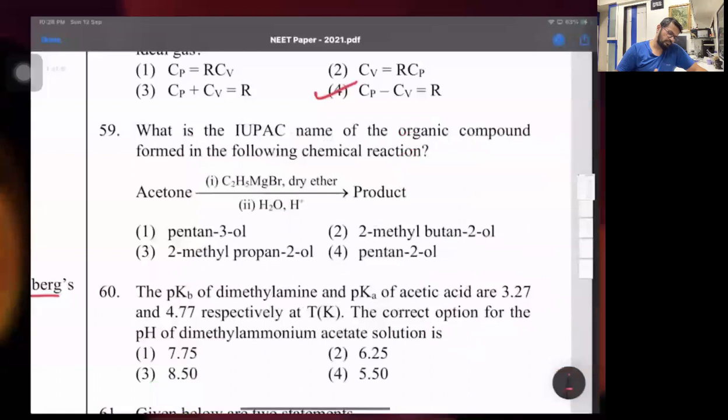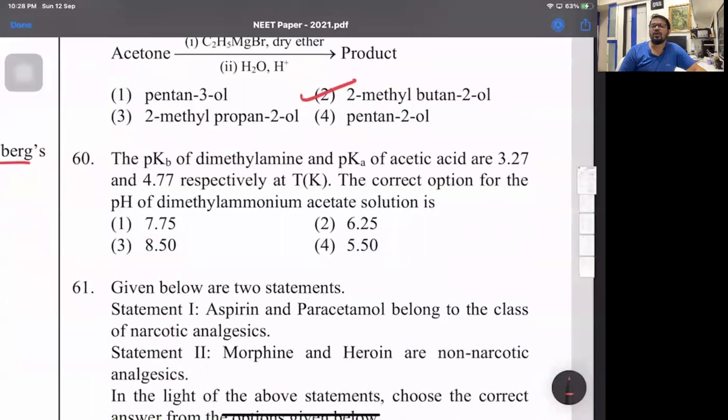Question 60: the pKb of dimethylamine and the pKa of acetic acid are given. The correct option for the pH of dimethylammonium acetate is... now, dimethylammonium acetate is nothing but a salt of a weak acid and a weak base. Dimethylamine is a weak base. Acetic acid is a weak acid. So for this, we have a direct formula.